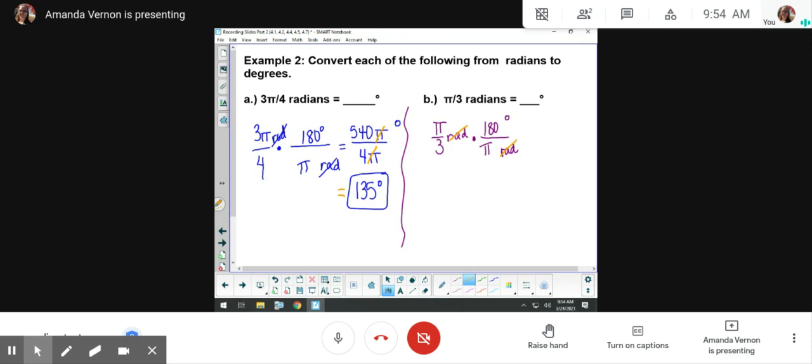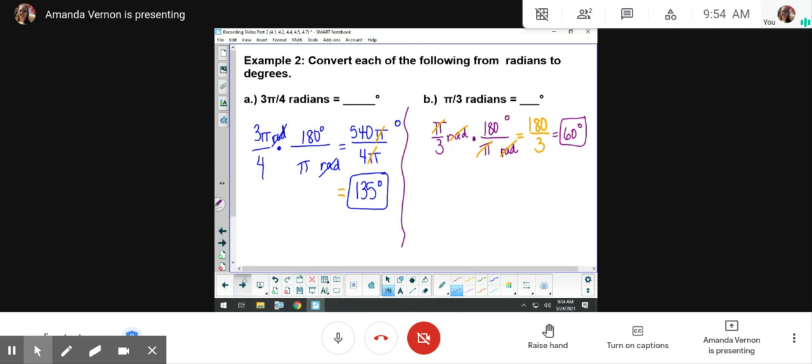Sometimes students will cancel the pi's out here. That's totally acceptable as well. And we end up with 180 over 3, which simplifies to equaling 60 degrees. Yet again, 60 degrees, or pi over 3 radians, is a very common measurement, so it's one that you'll get very familiar with on the unit circle.